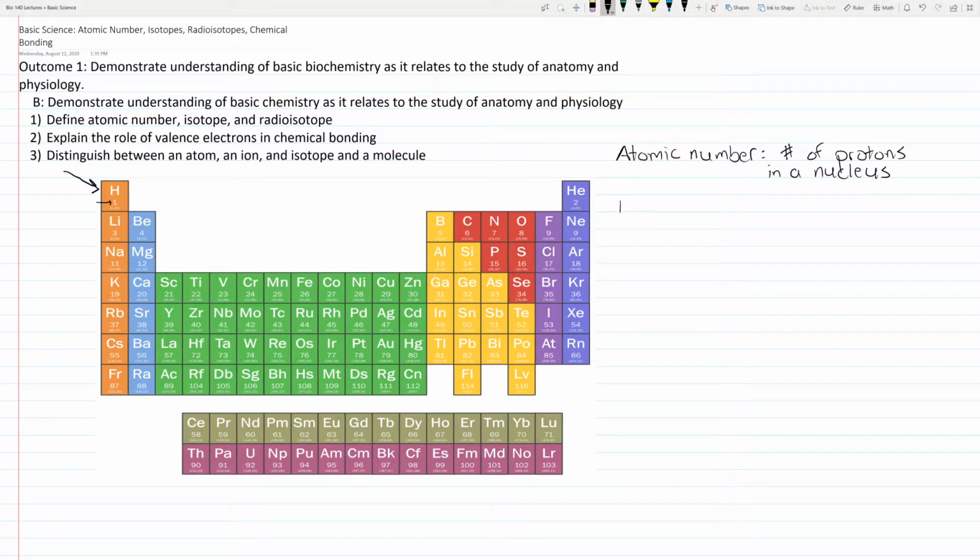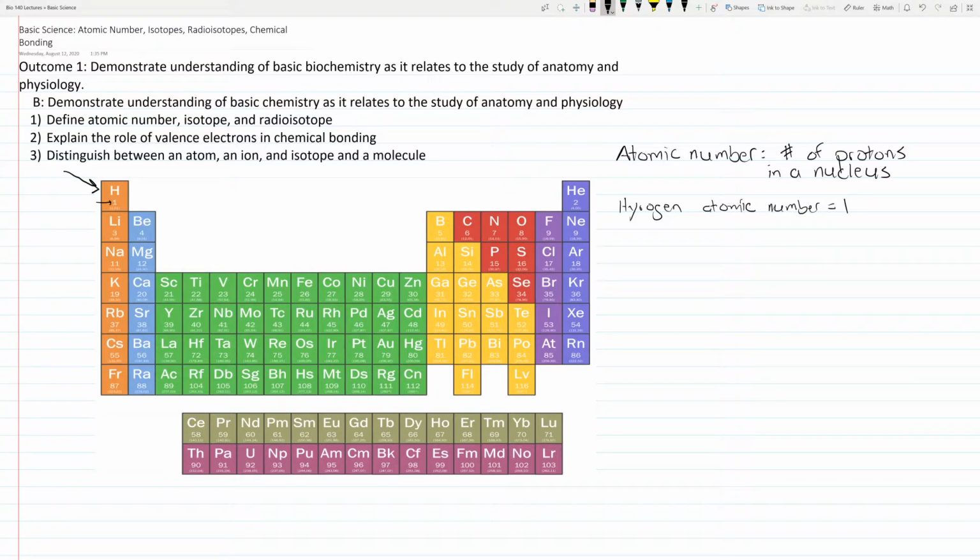Okay, so hydrogen, atomic number equals 1. Now we have to ask, how many neutrons are in the nucleus? Because remember, in the nucleus we only have 2 subatomic particles. We only have protons and we only have neutrons. So there are 2 ways that we can do this, and they're both related.